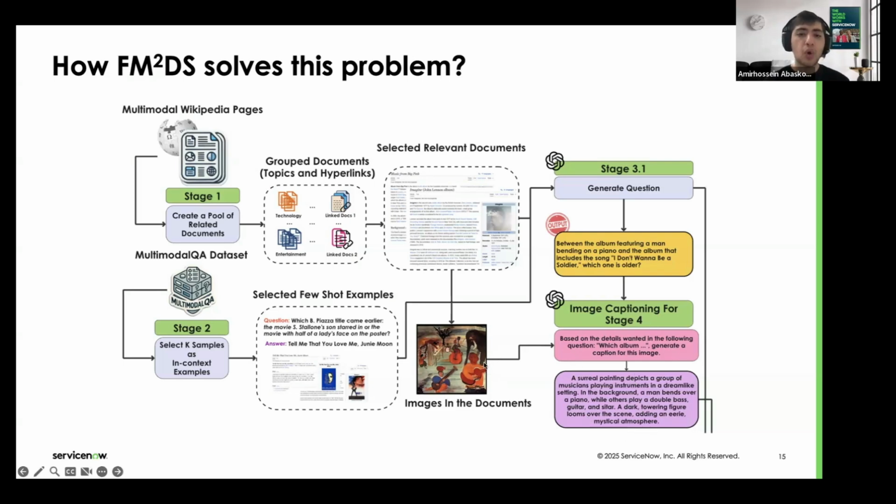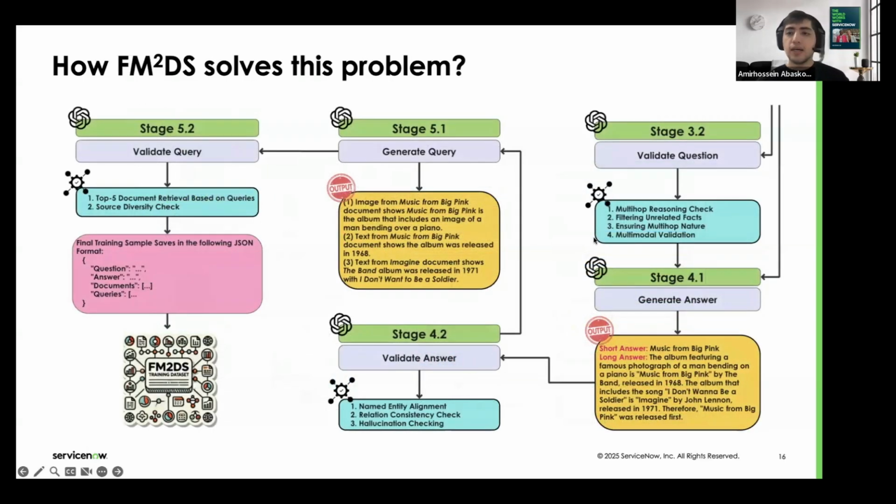In this step, we use all the images and the generated question to generate captions based on the information requested in the question. As can be seen here, the caption generator is talking about the musician, the person who is bending on the piano in this image.